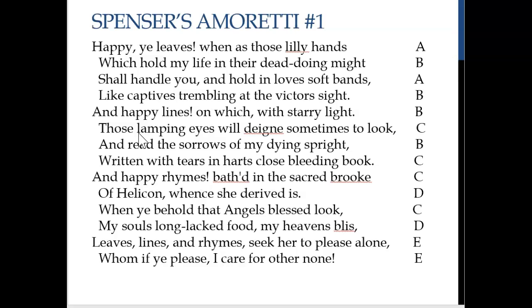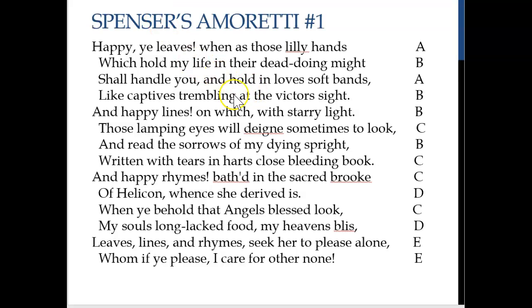So the couplet that ends it: "Leaves, lines, and rhymes, seek her to please alone, whom if you please I care for other none." So again, that sort of lays out the plan for the series of poems that constitute Amoretti.